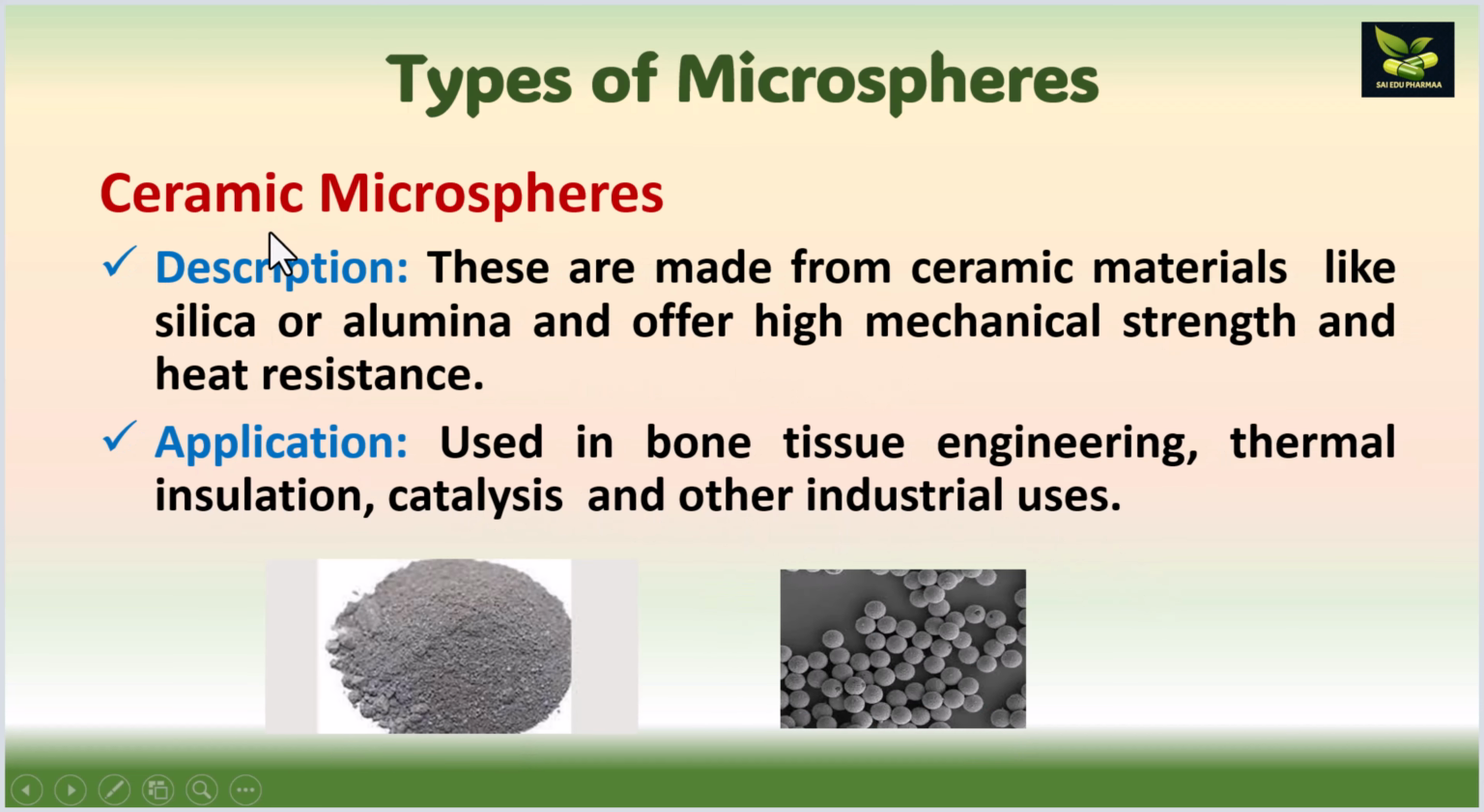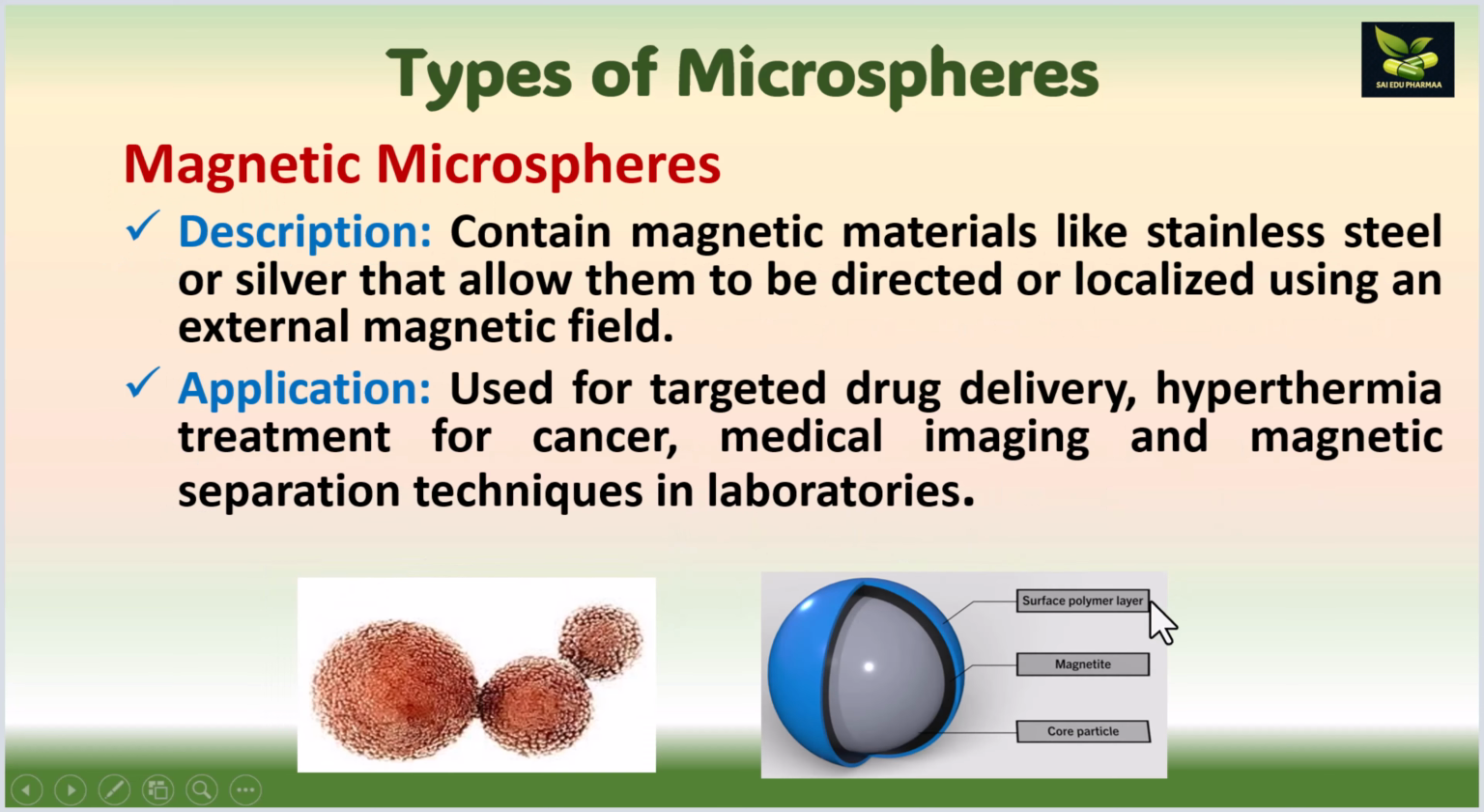Next type is ceramic microspheres. Here you can see the image of ceramic microspheres. They are prepared with the help of ceramic materials like silica or alumina. So they offer high mechanical strength and heat resistance. And they are used in bone tissue engineering because of their strength, then thermal insulation, catalysis, and other industrial uses.